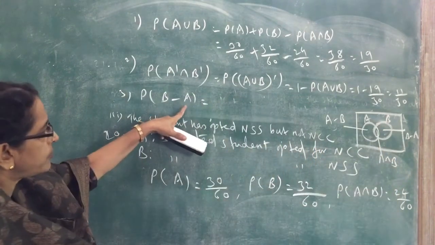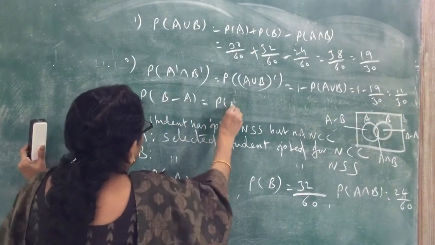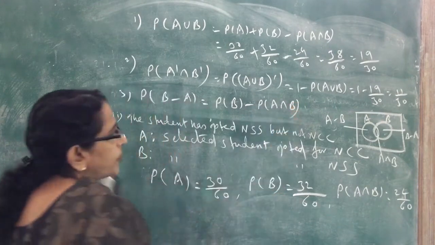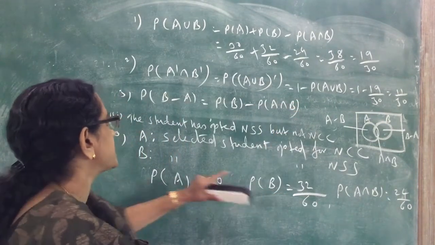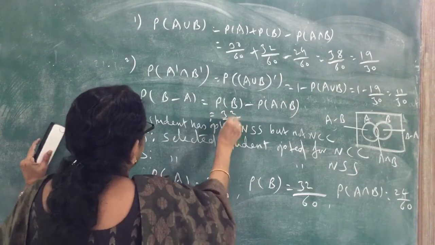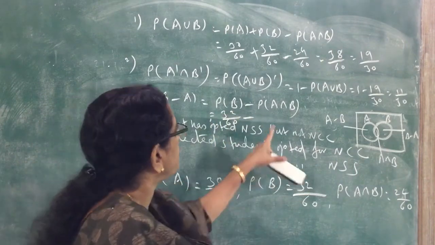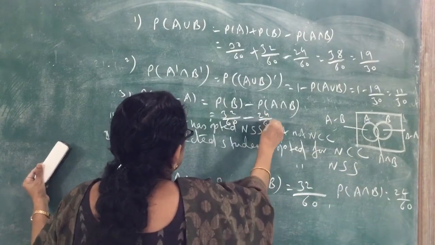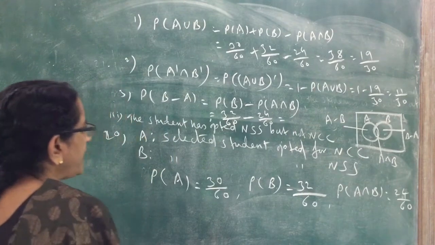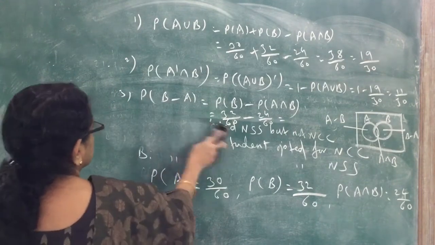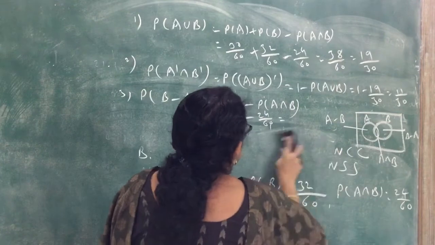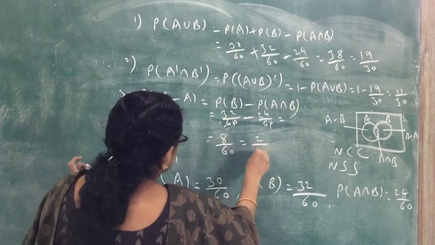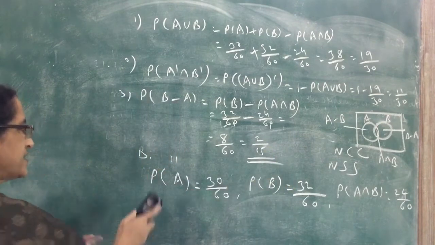So probability of B minus A is equal to probability of B minus probability of A intersection B. What is probability of B? 32 by 60, minus probability of A intersection B, 24 by 60. That is equal to 8 by 60, that is 2 by 15. So the answer is 2 by 15.